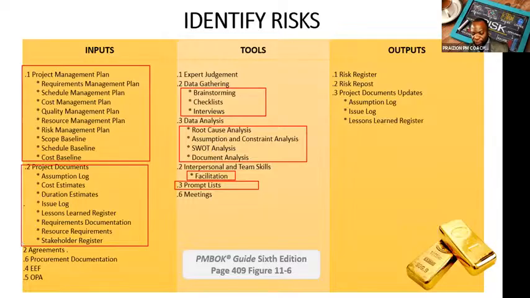So let's read the relevance of agreements here as an input just really quick. If we go to page 413, it says, if the project requires external procurement of resources, the agreements may have information such as milestone dates, contract types, acceptance criteria, awards, and penalties that can present threats or opportunities. So again, understanding the relevance of that.